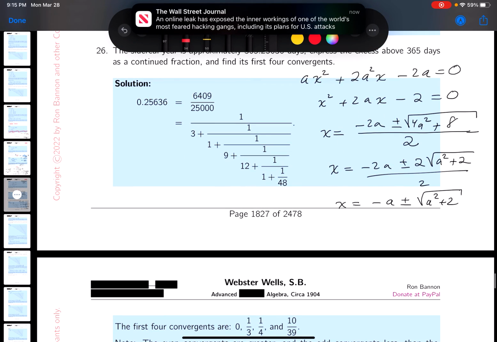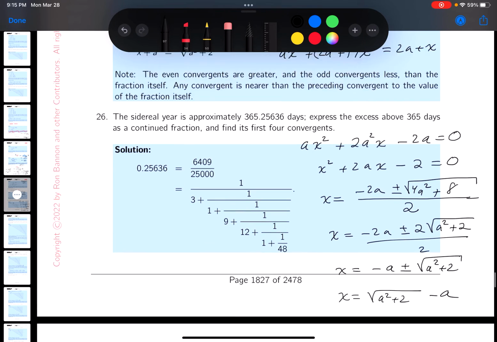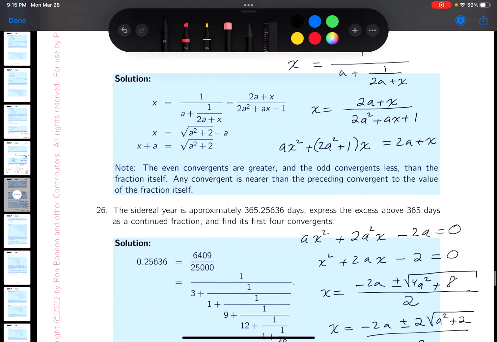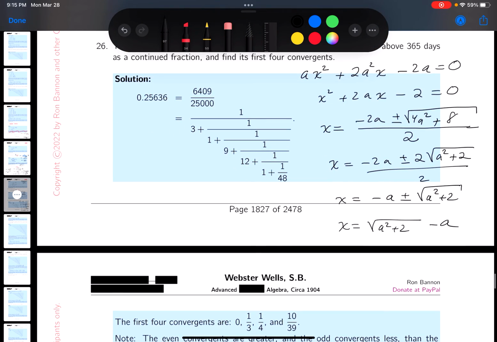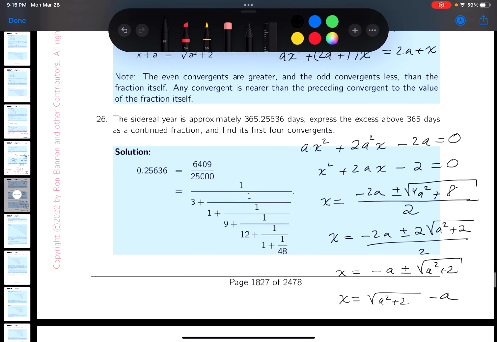So I got to look at this. And how would I do that? X would have to be equal to what then? The square root of a squared plus 2 minus a. All right? And then someone says, well, what are you going to do now? I don't want to forget this guy. I have to add a to that. And if you add a to that, what are you going to get? Well, you're going to get something pretty simple. You're going to get the square root of a squared plus 2.